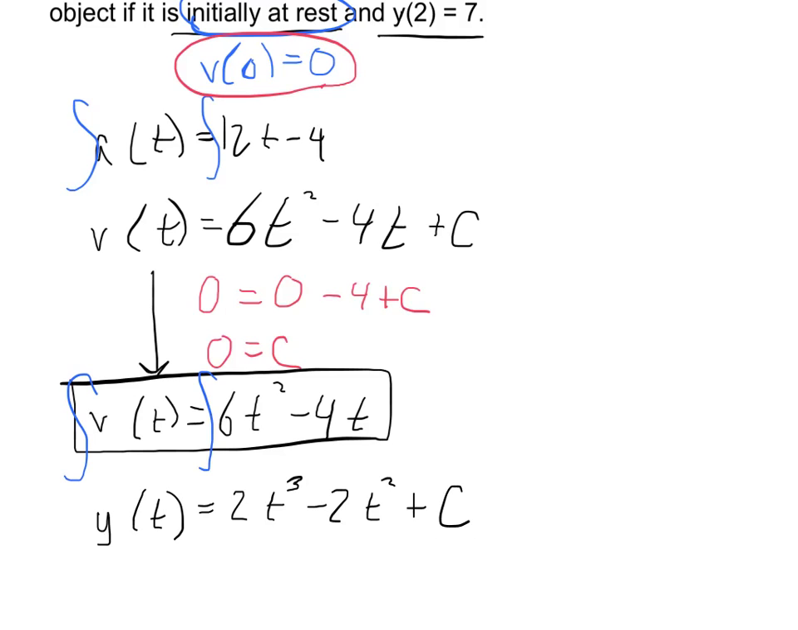Now again, how do I find that plus c? Well, again, up here we were told that y of 2 equals 7. That means when I plug in 2 to the y function, I'm supposed to get 7.